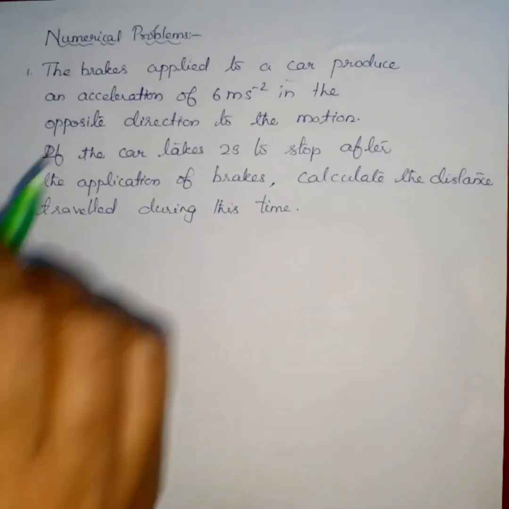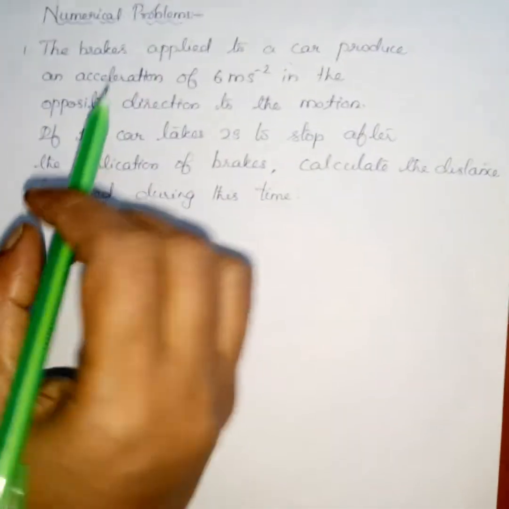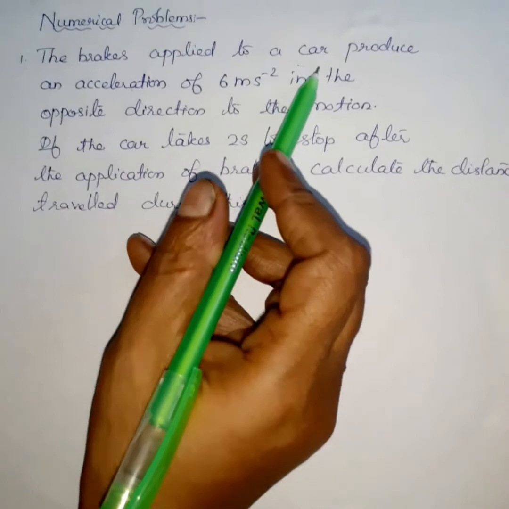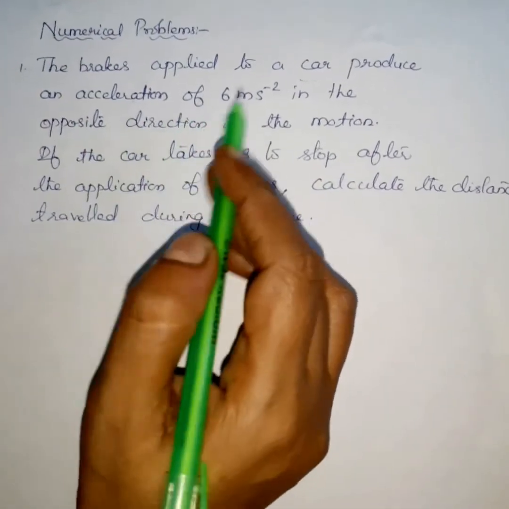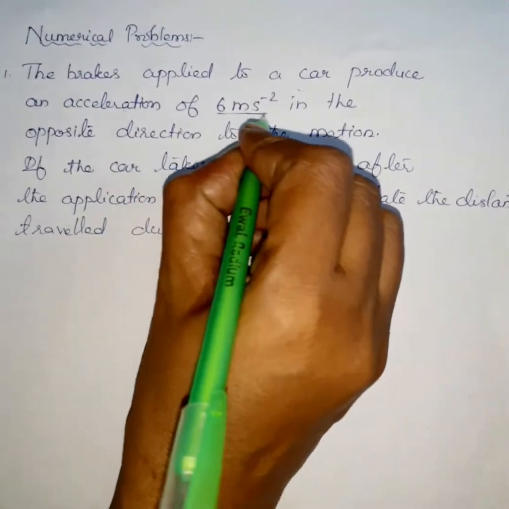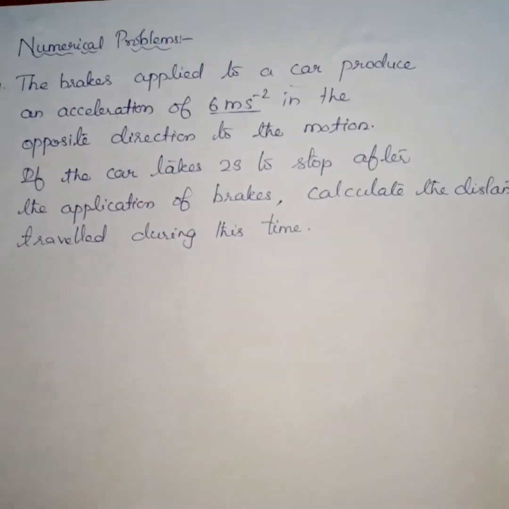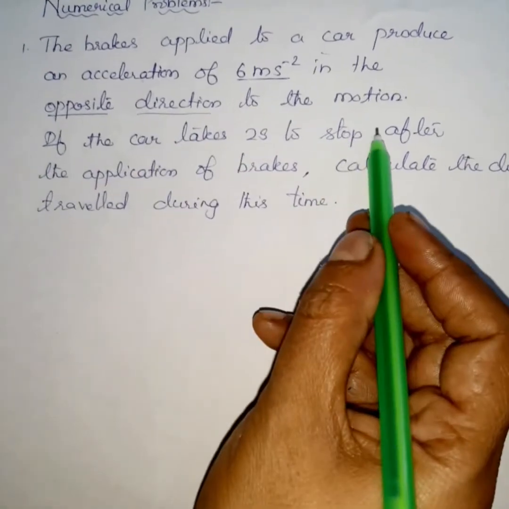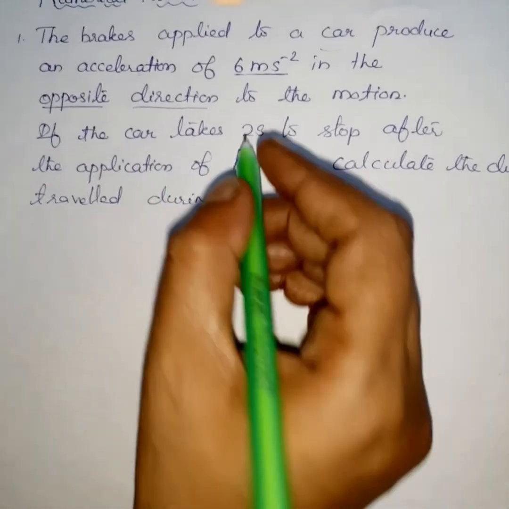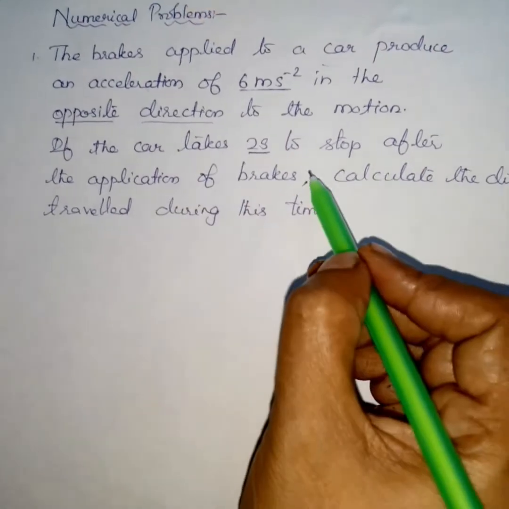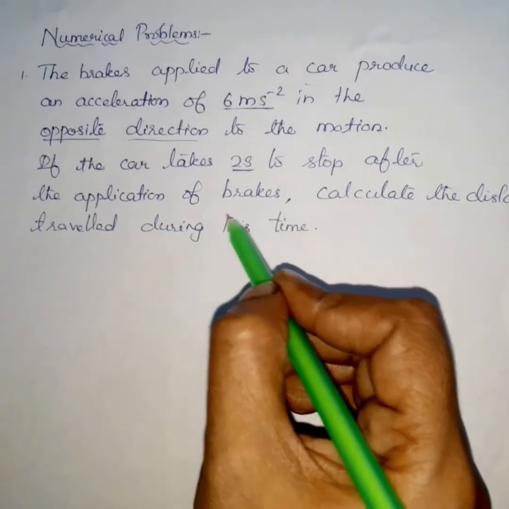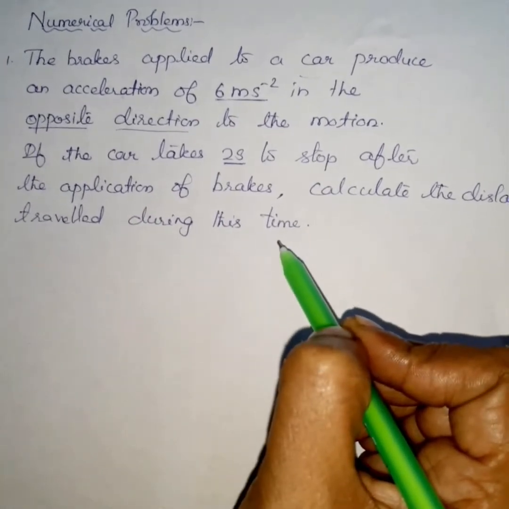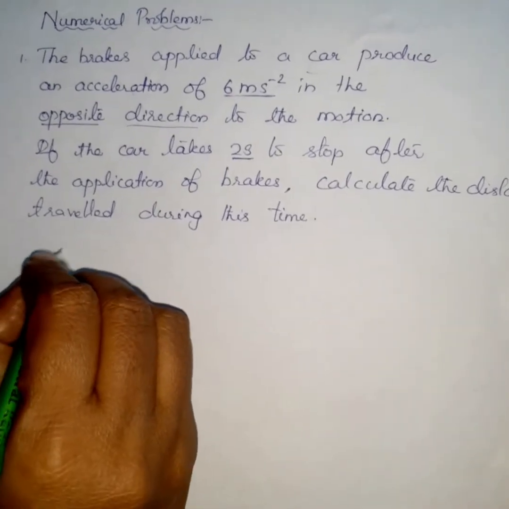Now you are going to study the numerical problems. First one: the brakes applied to a car produce an acceleration of 6 meters per second square in the opposite direction to the motion. If the car takes 2 seconds to stop after the application of brakes, calculate the distance traveled during the time. Okay, so first one, solution.